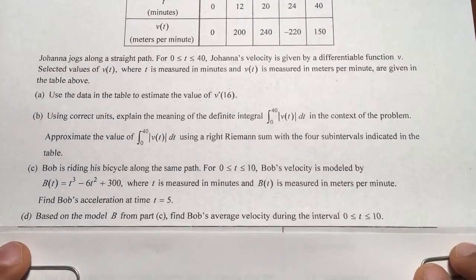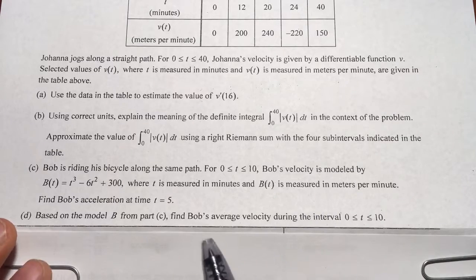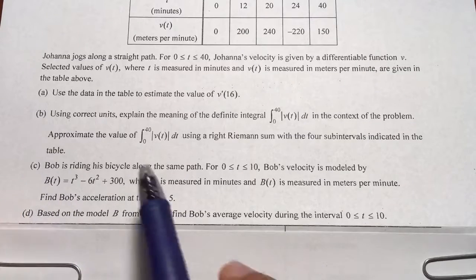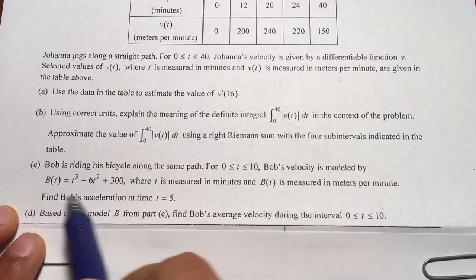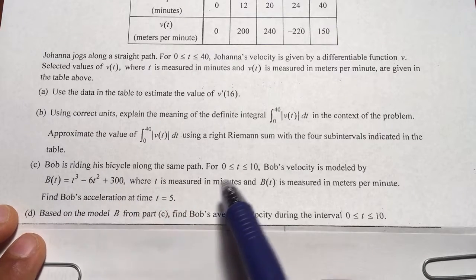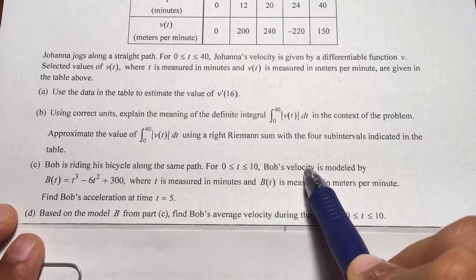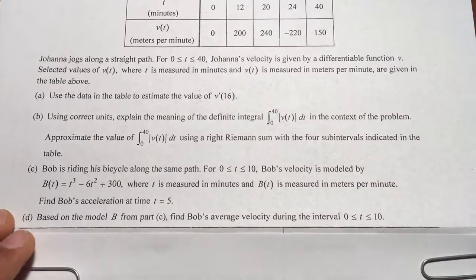Next, part C. Now this is important. Part C is simply asking for the acceleration at t equals 5, given that b of t is equal to this weird equation we don't care about. Now the thing to remember is that it tells us b of t is Bob's velocity. It's not Bob's position, it's Bob's velocity. You'll see why that matters here.